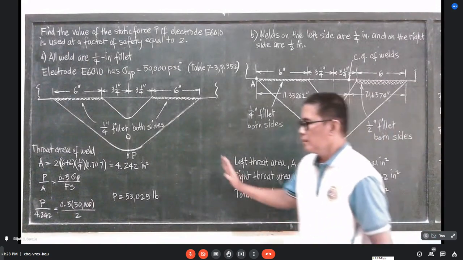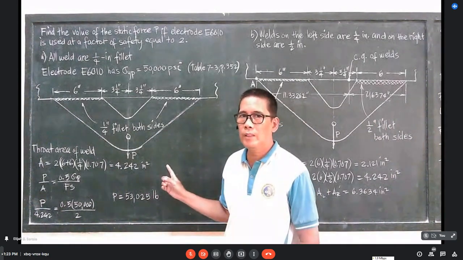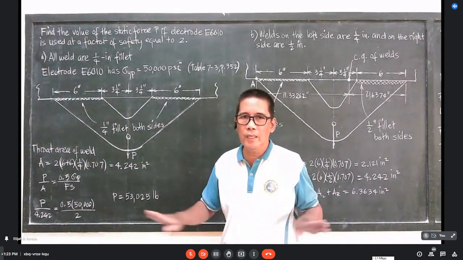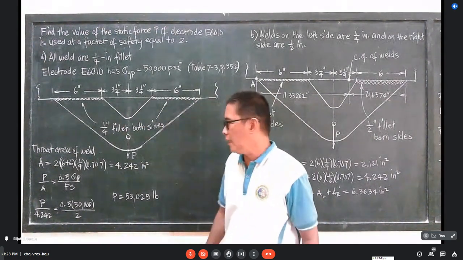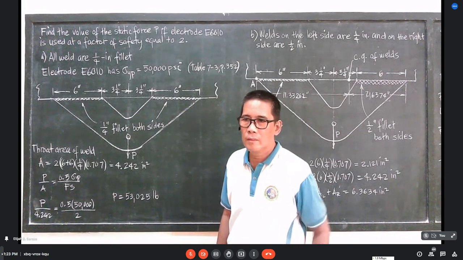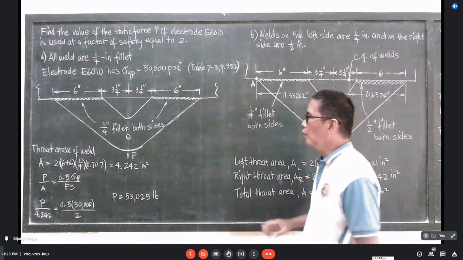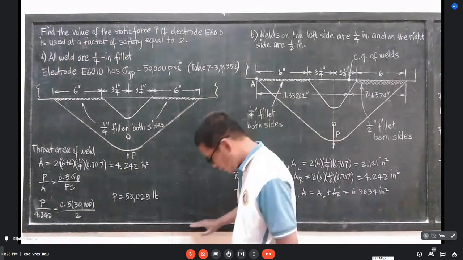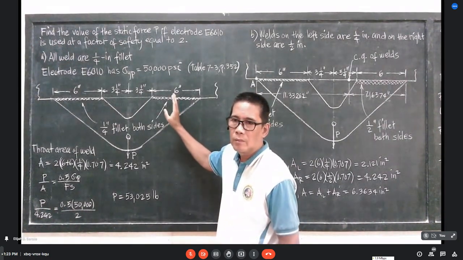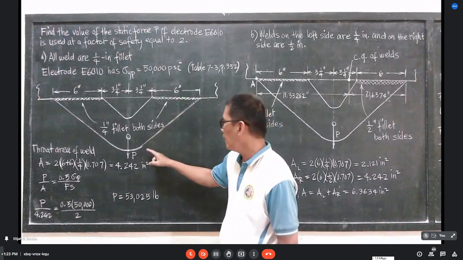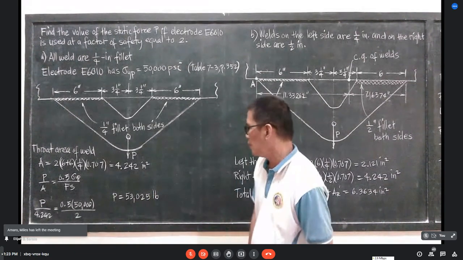The solution is simple because it passes through the center of gravity, meaning the stress is evenly distributed. Any part of the joint, the stress will be equal. So actually the question here is, how much load will the joint carry? What is P, given a factor of safety of 2? So our P here is 53,025.